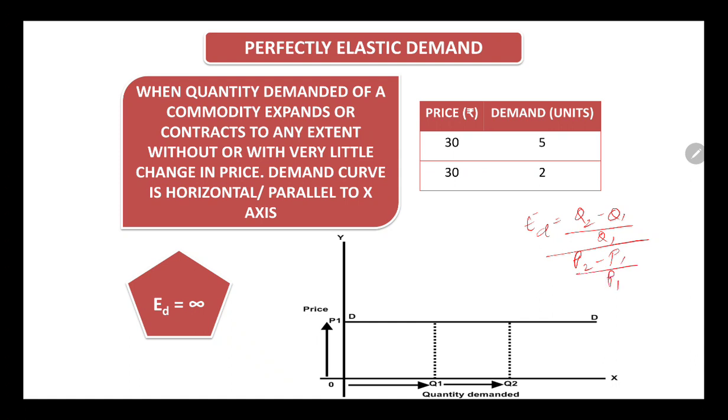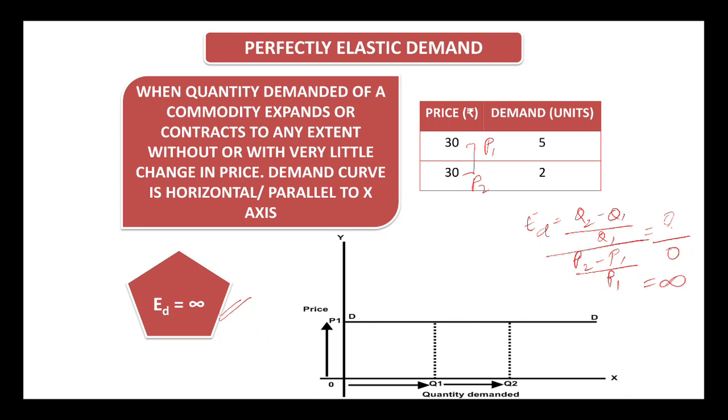And in the denominator, you see 30 minus 30, the change. P2 is also 30 and the initial price is also 30. So whenever the quantity in the denominator is 0, it will always be an infinite figure. Anything divided by 0 will always give you infinity, and so that is why your elasticity is an infinite number, right?